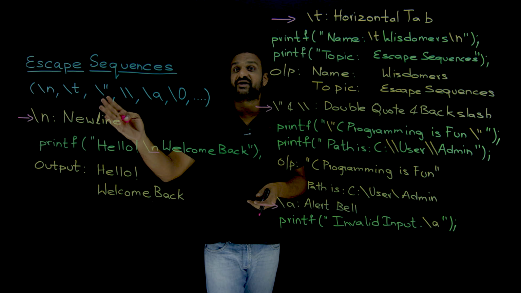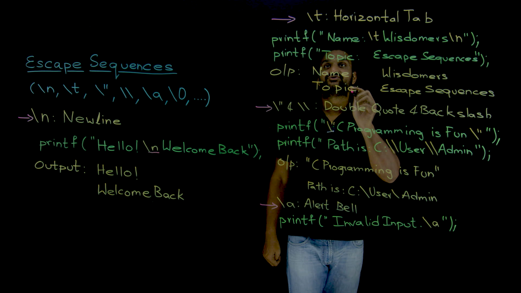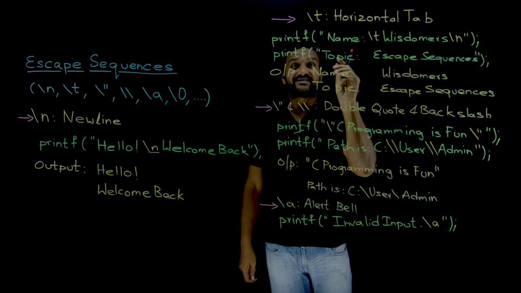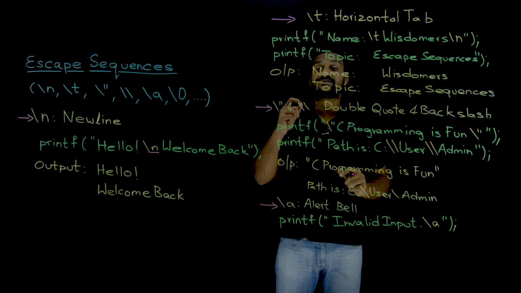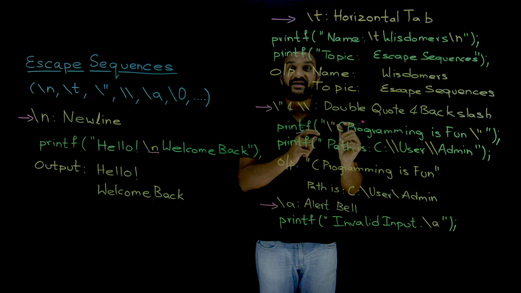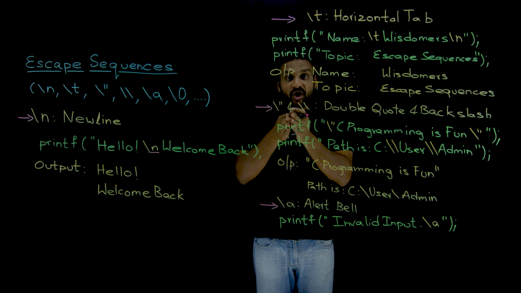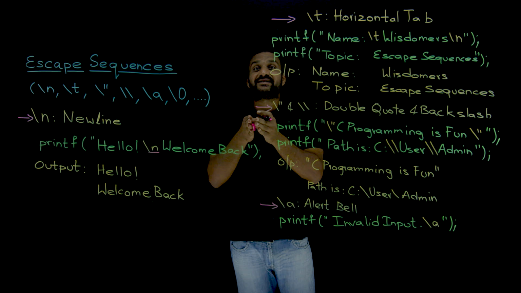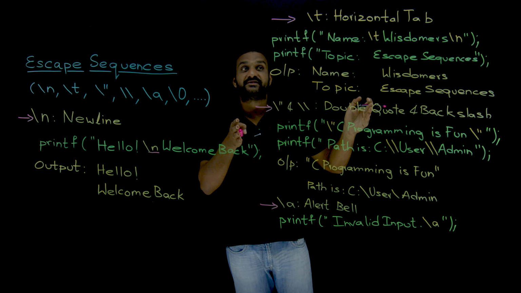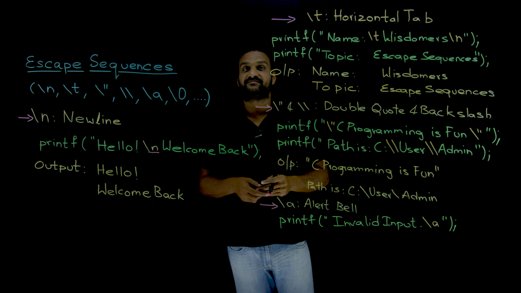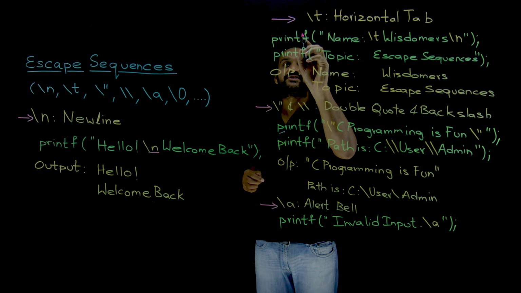And the next one is \t. The \t is used for a horizontal tab. What that means is whenever we want to create a horizontal tab space within the text of the format string, then we are going to use this \t. So let's try to understand this by using these examples.